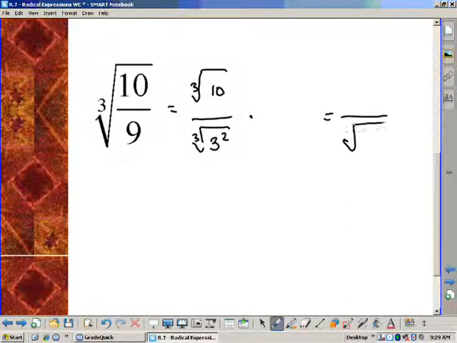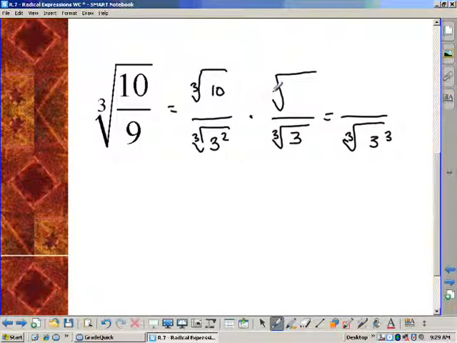I know that I want the cube root of 3 cubed down here, because the cube root of 3 cubed is going to be 3. So then you ask yourself, what am I missing in this part down here in the denominator that would get me to this? Well, I need it to be 3 cubed, it's 3 squared. So if I multiply it through by another 3 under the radical, then I've got my 3 cubed. And so again, you're just going to fill in the missing parts.